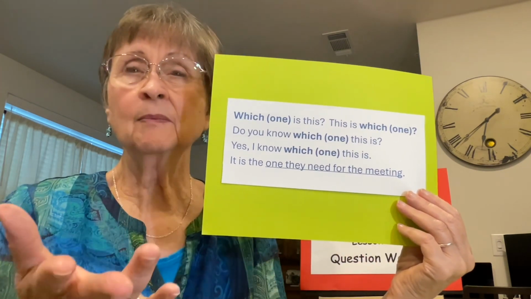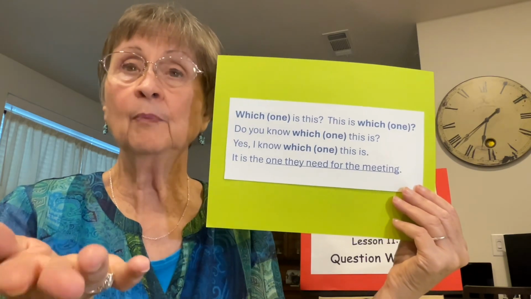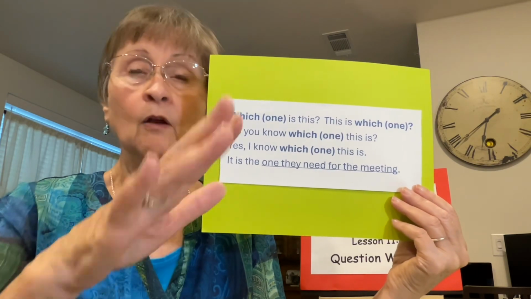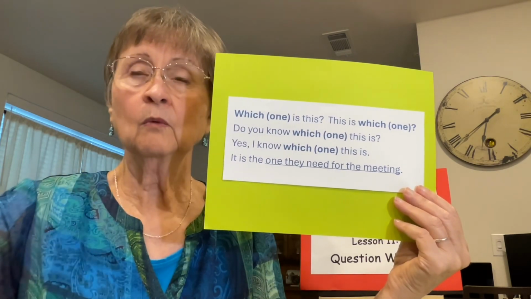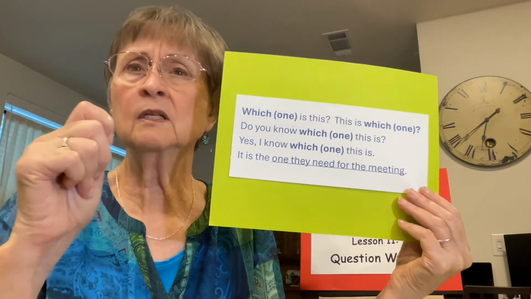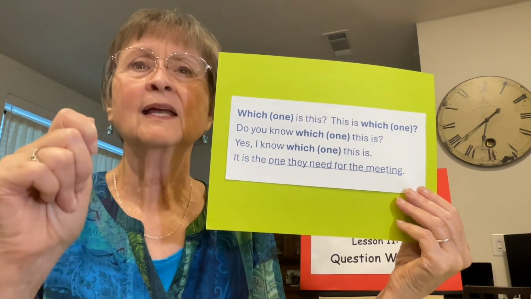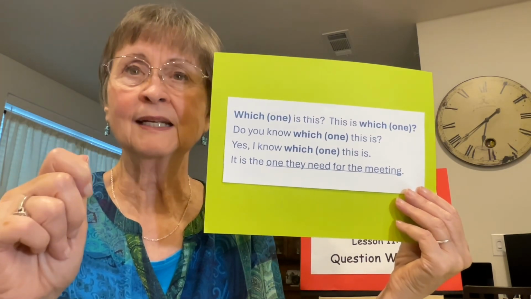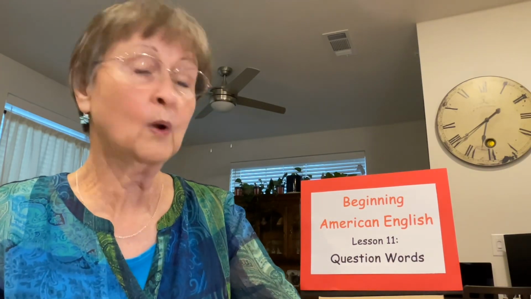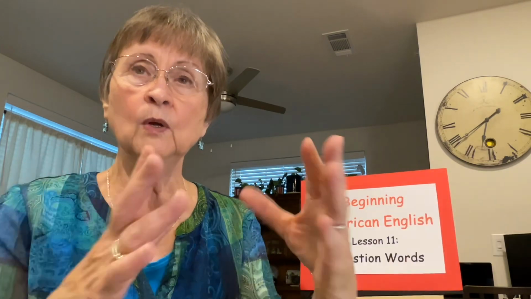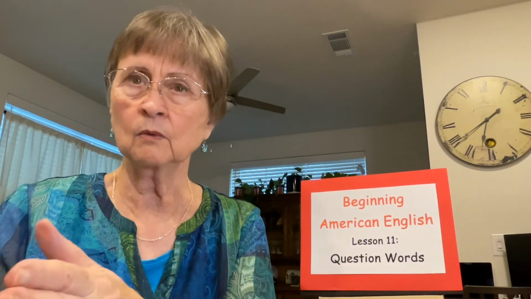I'm assuming it's something like a document, a piece of paper, and there is one here and one here and one here, and I pick up this one. Which one is this? Do you know which one this is? Yes, it is the one they need for the meeting. And it means with which, when you use the word which, you're usually picking from several. Which one? This one or this one or this one? Which one?